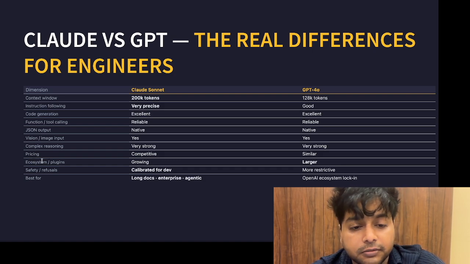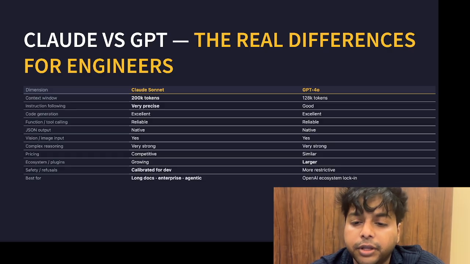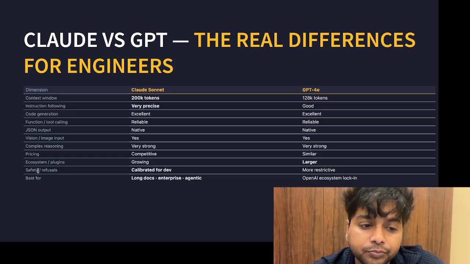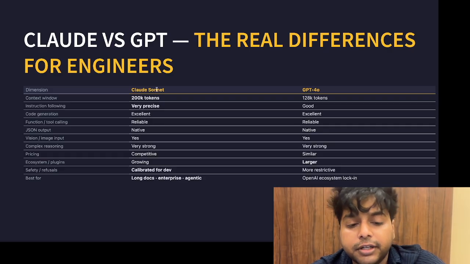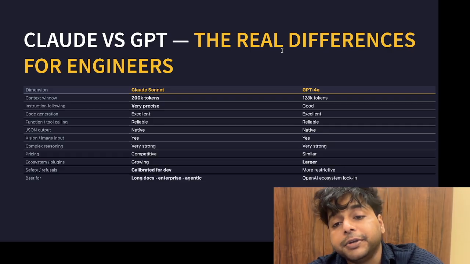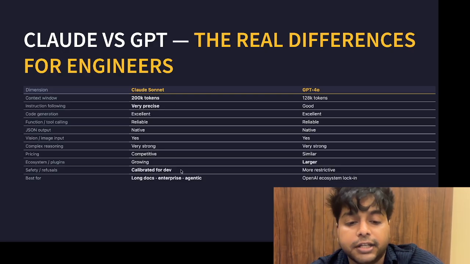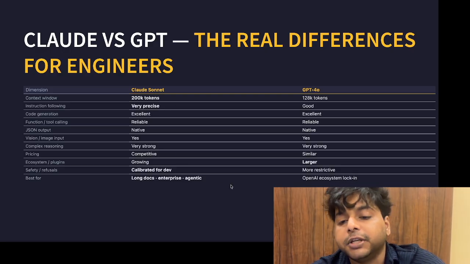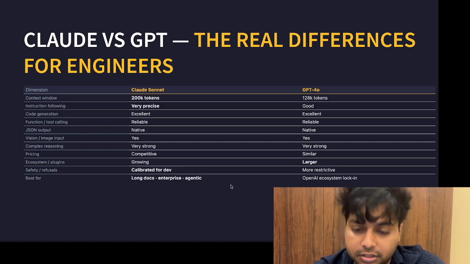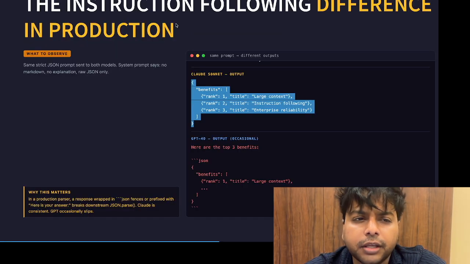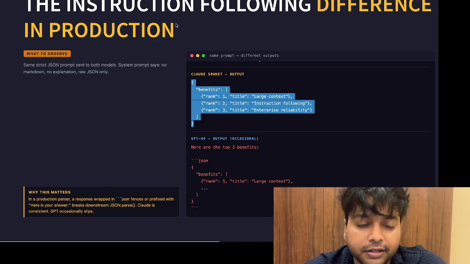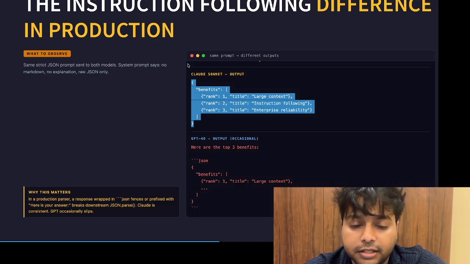Ecosystem for Claude is very much growing, and for GPT it is already there, but Claude beats GPT for growing use cases. If we see safety and refusals, Claude Sonnet is mostly calibrated for dev, but GPT-4 is more restrictive. Claude Sonnet is best for long docs, enterprise and agentic use cases, whereas GPT-4 is more for OpenAI ecosystem lock-in. Now we'll look at the instruction following differences in production for Sonnet and GPT-4.